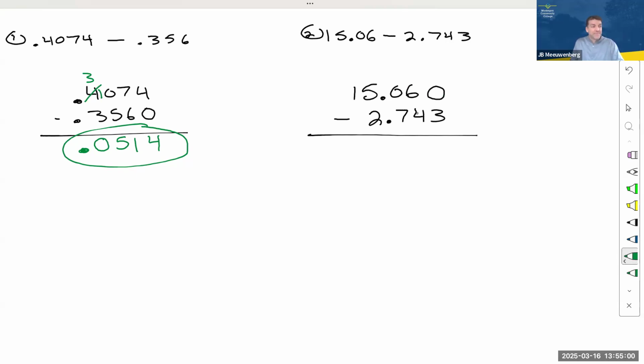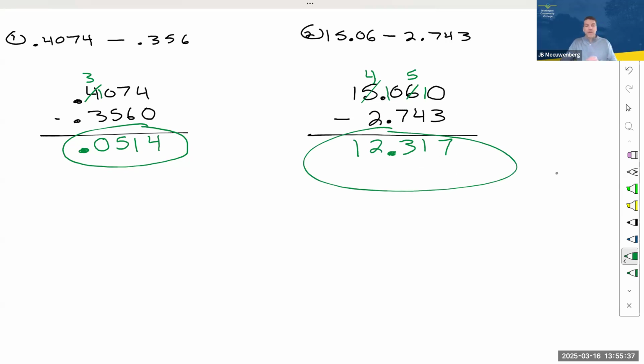So our 60 minus 43, we're going to borrow from that 6. It's going to become a 5. Our 0 becomes 10. 10 minus 3 is 7. 5 minus 4 is 1. We're borrowing again here, regrouping. 5 is in the ones place. We're going to make it a 4. We shift our 1 over here in the form of 10 tenths. 10 minus 7 is 3. Our decimal point stays in the same place. 4 minus 2 is 2. And 1 minus nothing is 1. 12.317. 12 and 317 thousandths.